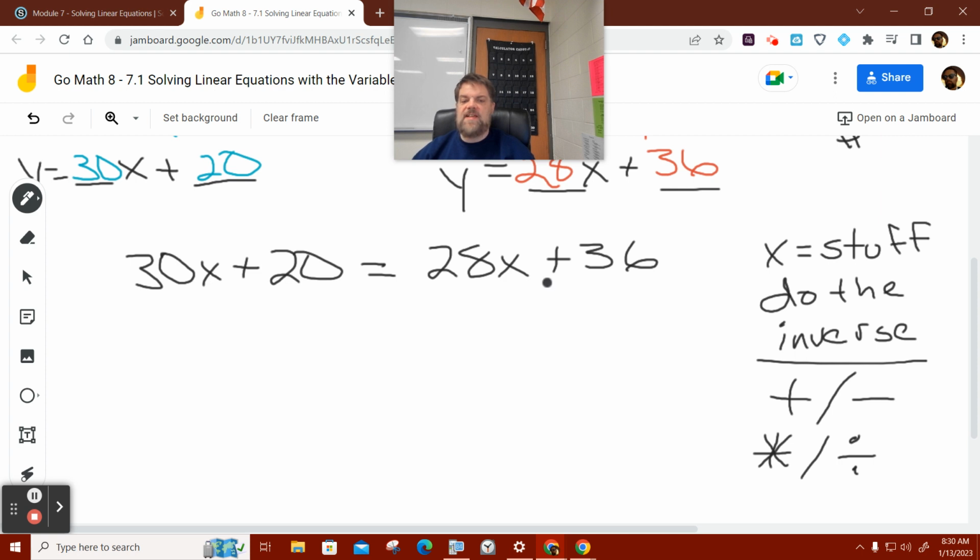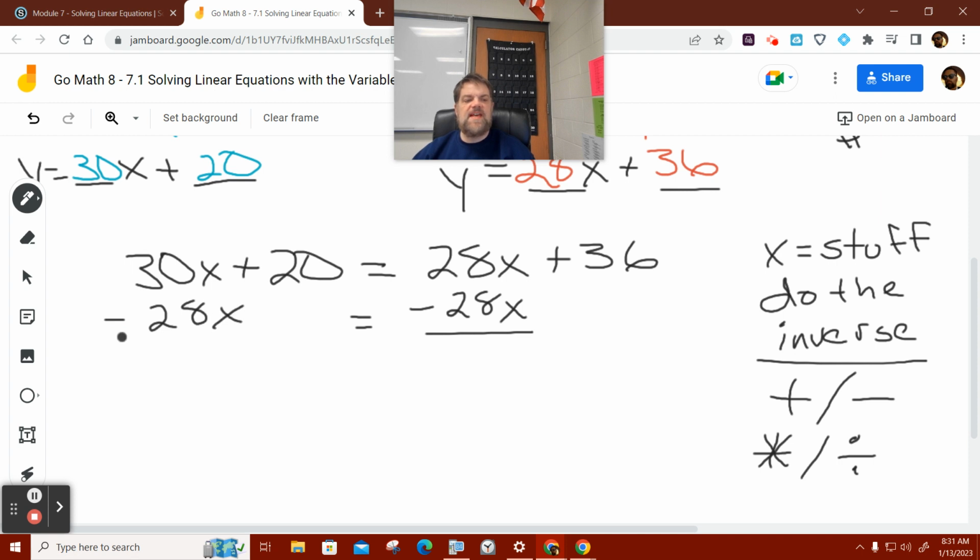So I have an x here and an x here. I need to move this 28x over to the other side. In other words, I need to make this equal 0. How do I make a positive 28x equal 0? I'm just going to take negative 28x on this side. Now remember, whatever we do on one side, we have to do to the other.